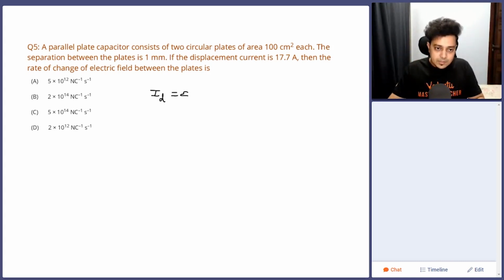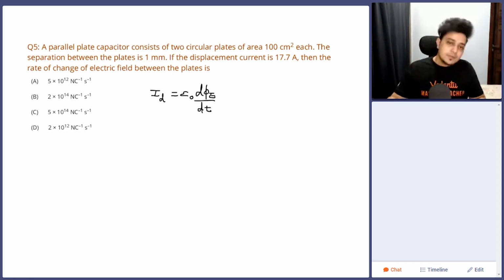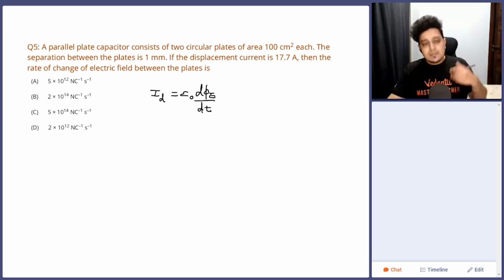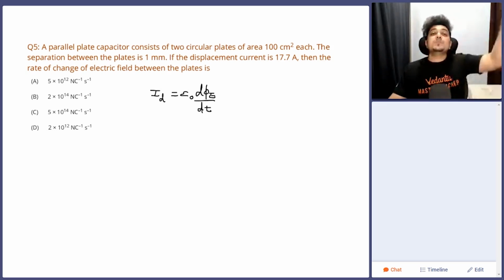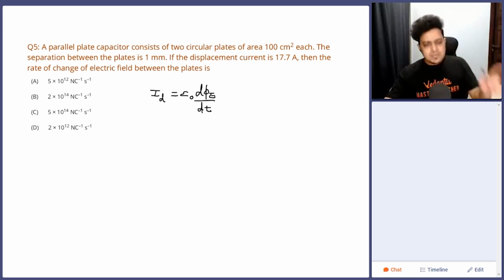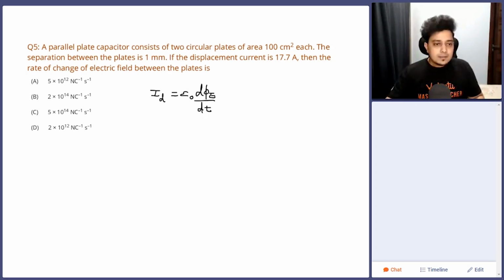Displacement current I_D is equal to epsilon naught d phi E by dt, the rate of change of electric flux. So the displacement current will be said to be flowing when there is a time varying electric flux, when there's a change in electric flux, a time varying electric field. So the idea is there should be a current which is responsible for producing magnetic field. This is the formula for displacement current.